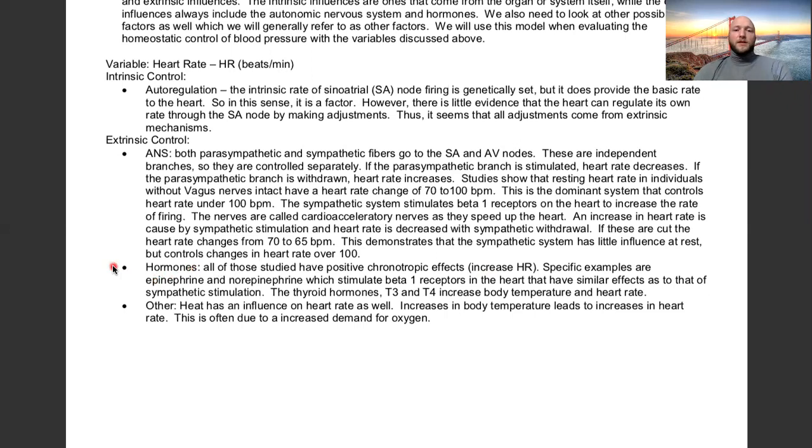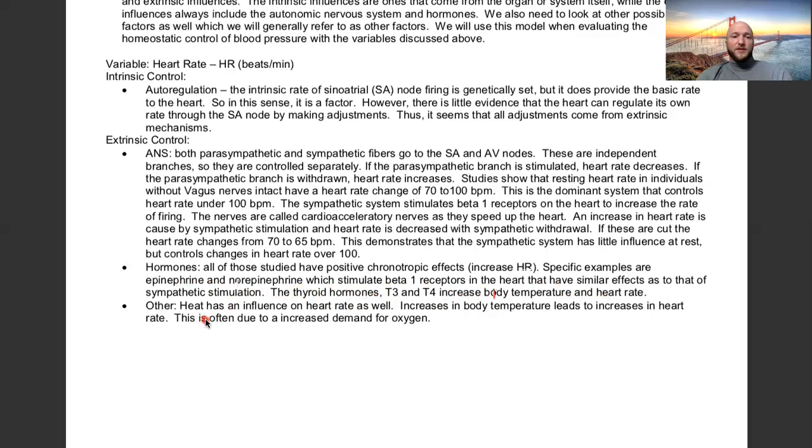Hormones. All of those studied have positive chronotropic effects. So all hormones that we know about, that we study, increase heart rate. They have positive chronotropic effects. A positive chronotropic effect means you increase frequency, increase the heart rate. Specific examples are epinephrine and norepinephrine, the sympathomimetics because they're from the sympathetic nervous system, they're neurohormones, which stimulate beta-1 receptors in the heart that have a similar effect to sympathetic stimulation. Thyroid hormone, T3 and T4, increase body temperature and heart rate. Thyroid hormones do a lot of things.